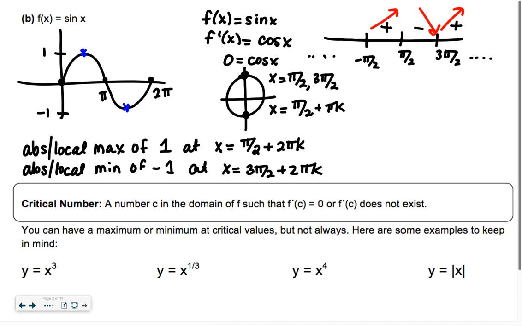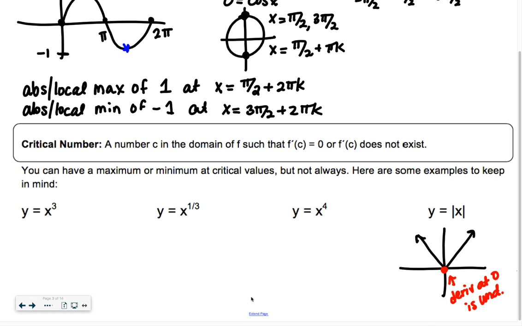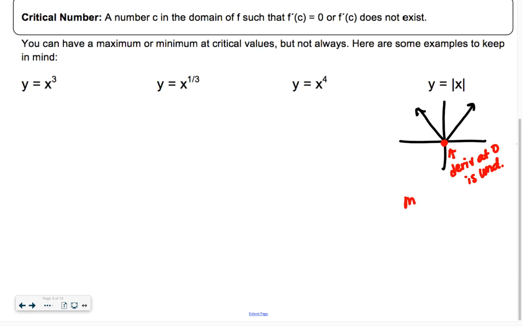All right, so a critical number is a number C in the domain of f such that f prime of C equals 0 or f prime of C does not exist. So sometimes we're going to have things where the derivative doesn't exist, but something important is happening there. A good example of that is absolute value of x. Do you guys remember absolute value of x? It looks like this. But my derivative at 0 is undefined. Now, is that a minimum though? Yes, that's a minimum. So you can have minimums where the slope is undefined. So we have a minimum of 0 at x equals 0.